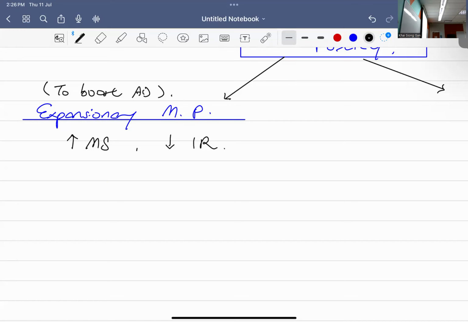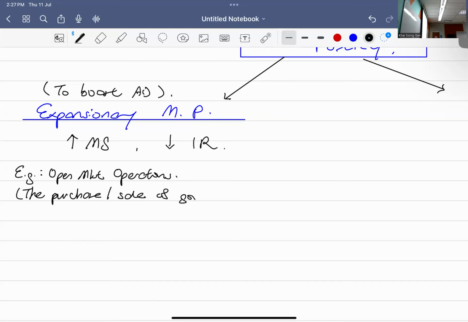But there's one country that is able to do that, which is America, because they are a strong economy. During the pandemic or when the economy is not doing good, they are okay to keep printing money because until today we are still using their currency for all the international transactions. But for other countries, we can't always print money. So how are we going to increase money supply then? We use open market operations. To increase money supply, one way is through the use of open market operations. That means the purchase or the sale of government bonds.